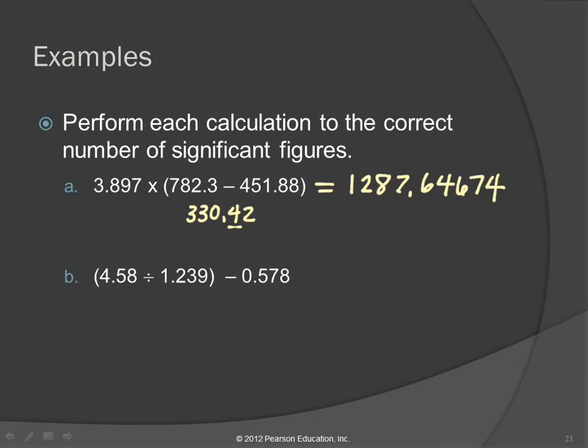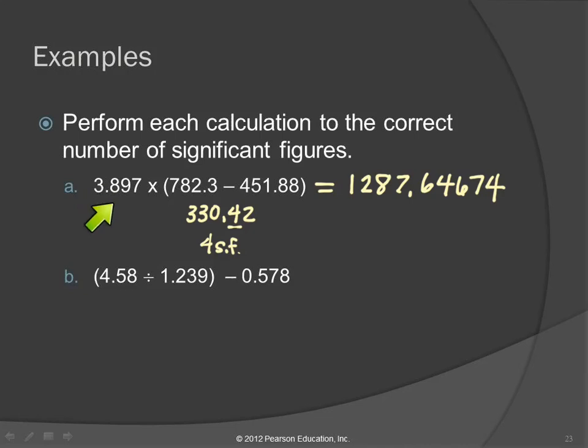So this number has the 3, the 3, the 0, and the 4. That's got 4 sig figs. But I used the whole number in my calculation. I don't want to round that off yet, because we never round things until the very end. Now I can look at the multiplication. It was this number times that number.